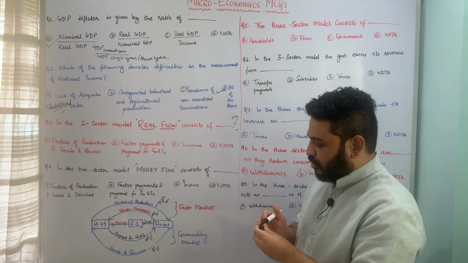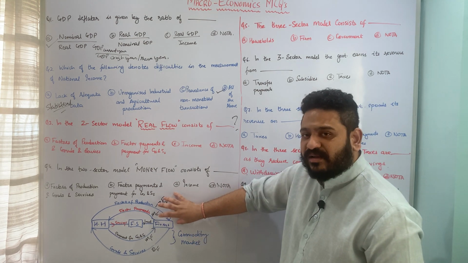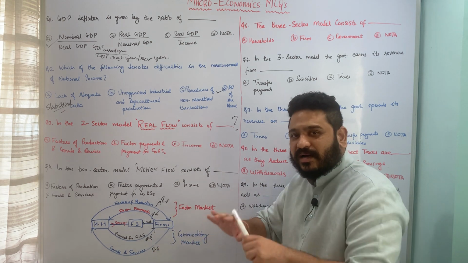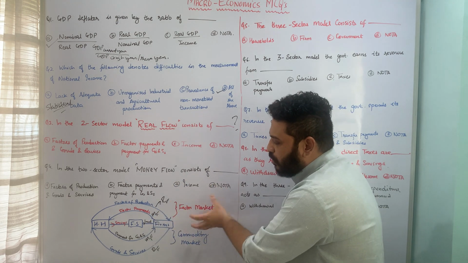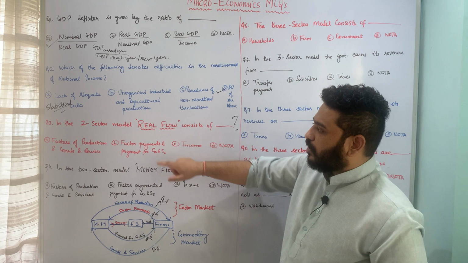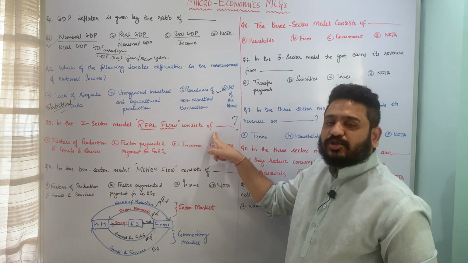So I hope the concept of factor market, commodity market, real and money flow in the factor market, real and money flow in the commodity market is pretty much clear with the help of this example. I hope the two sector model is pretty much clear. Let us now look at the questions associated with two sector model, and the question is, in two sector model, real flow consists of what?